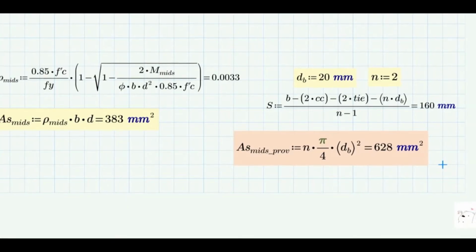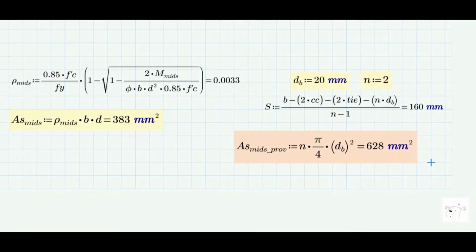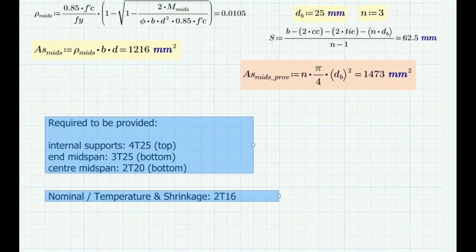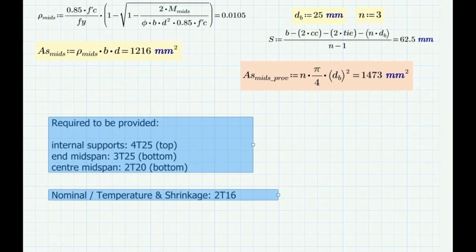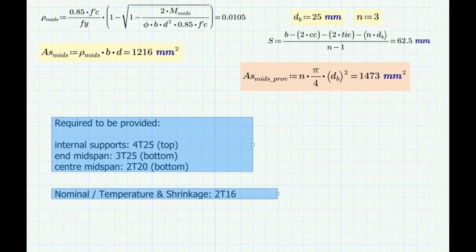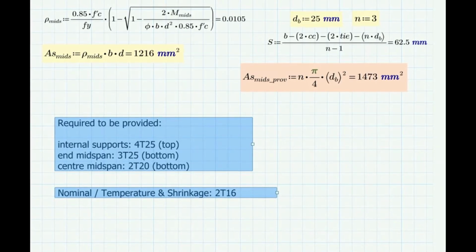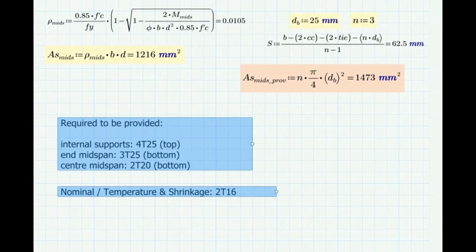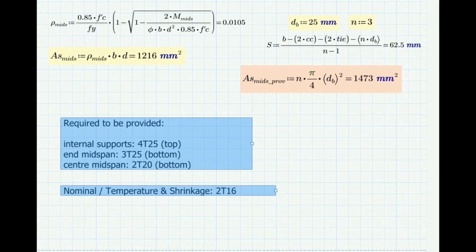And for the small bending moment at the center span, which is 54 kNm, I will use 2 numbers of T20 bar. So we will provide 4 numbers of T25 at top reinforcement at intermediate supports, 3 numbers of T25 as bottom reinforcement at the first and the third span, as well as 2 numbers of T20 bars at the bottom reinforcement for the center span. Then for the rest of the beam, I will use a nominal bar for temperature and shrinkage, 16 mm diameter bar. So we can also tie up the links or the stirrups.